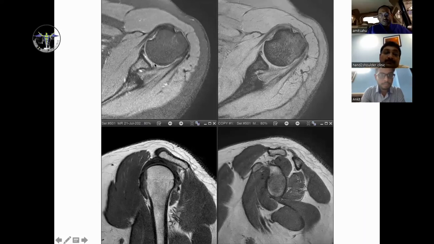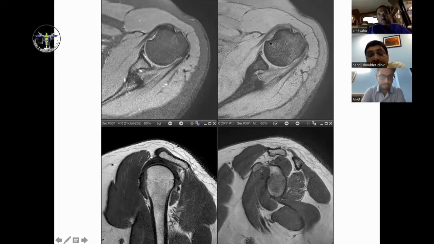This is the labrum which is normally seen, but if you see the posterior aspect of the labrum, we are not able to see the triangle here, which is nicely seen over the anterior aspect. So there is definitely a posterior superior labrum defect.